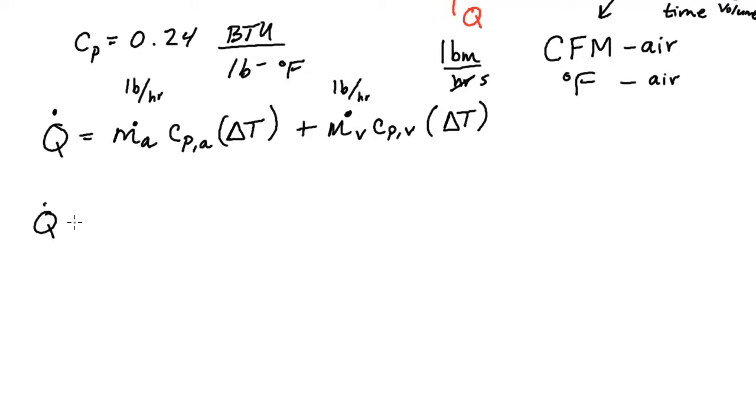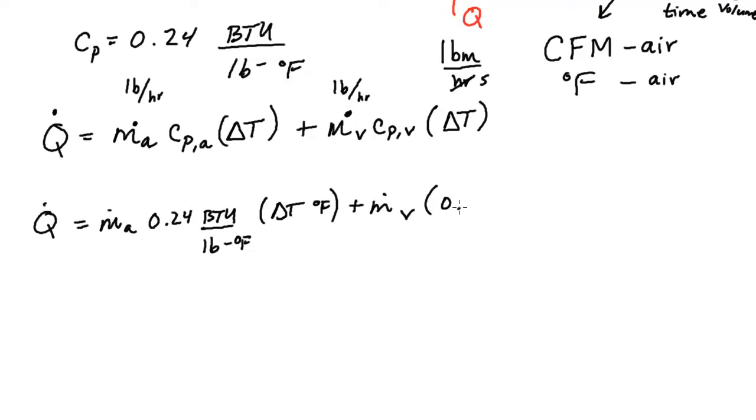We have Q is equal to the mass flow rate of air. We now know that this term is 0.24 BTUs per pound degree F multiplied by a delta T that's also in degrees F, plus the mass flow rate of vapor times 0.445 BTU. So again, water has a much higher specific heat than just air by itself, which again is nitrogen and oxygen and items like this, also multiplied by our delta T in degrees F.